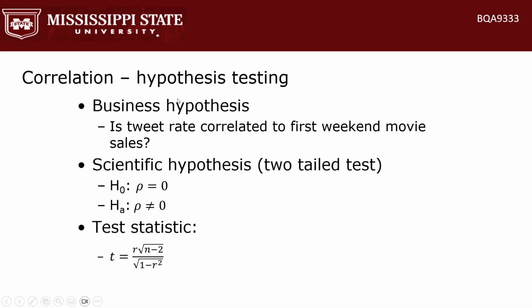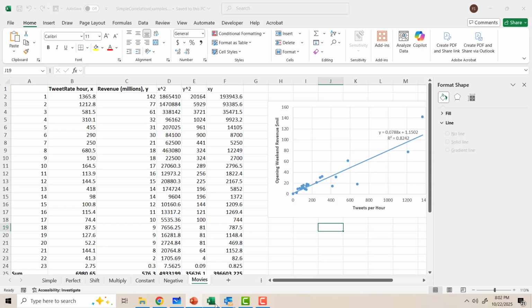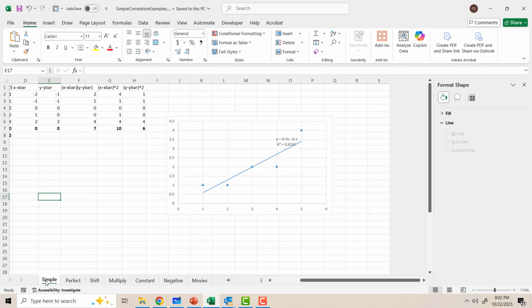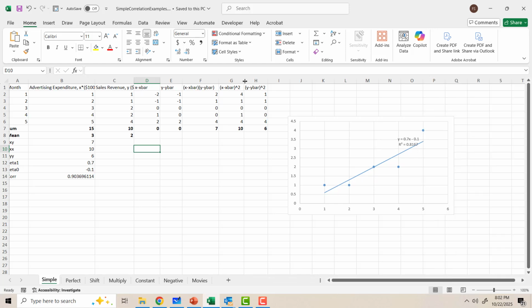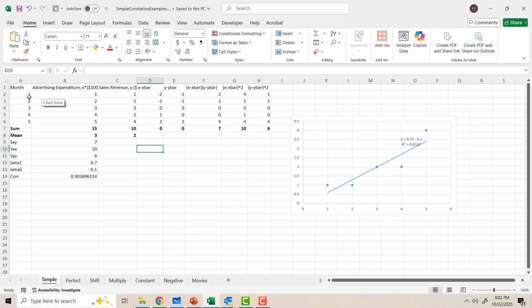One thing before we do the actual statistical testing: I did put together a spreadsheet that gives a few simple examples of correlations. The first one is a very simple example, similar to the one in the slides, of advertising versus sales. X is advertising, Y is sales. Generally, these go up together, but it's not a perfect relationship. So we can see that the correlation is 0.9.